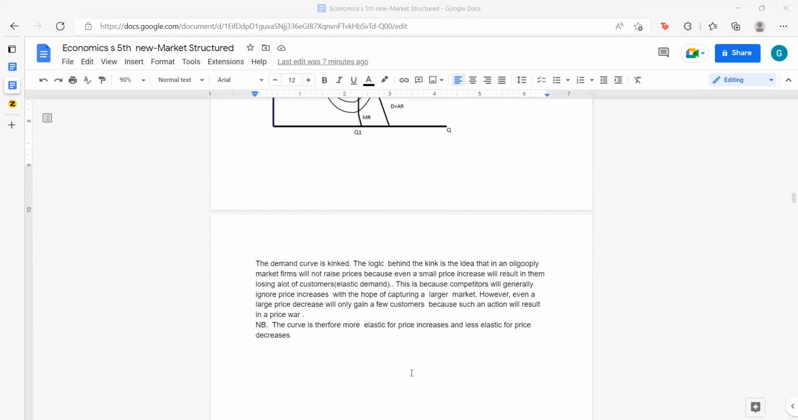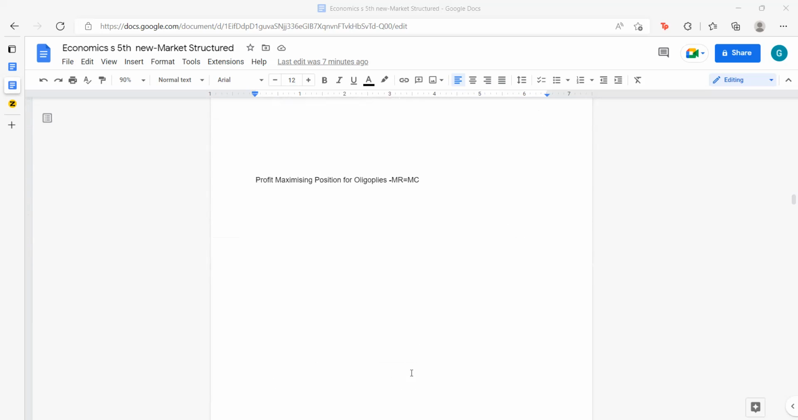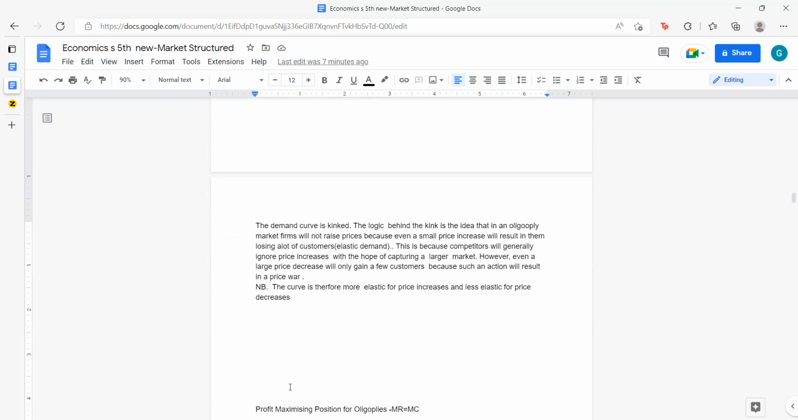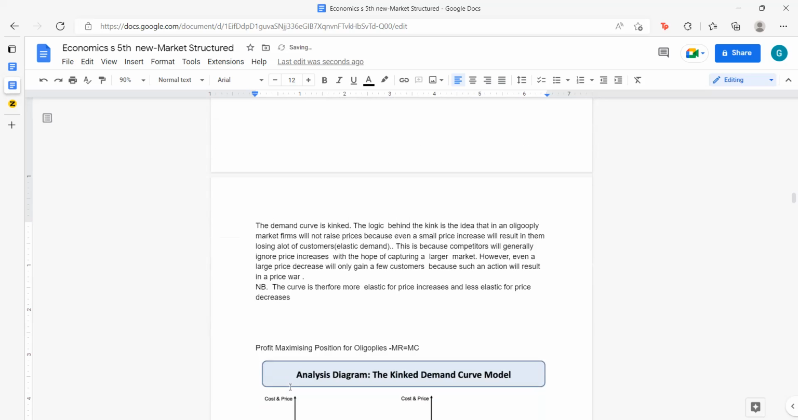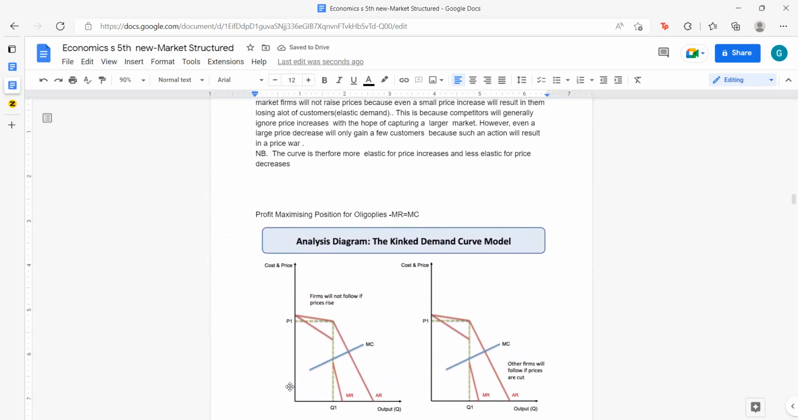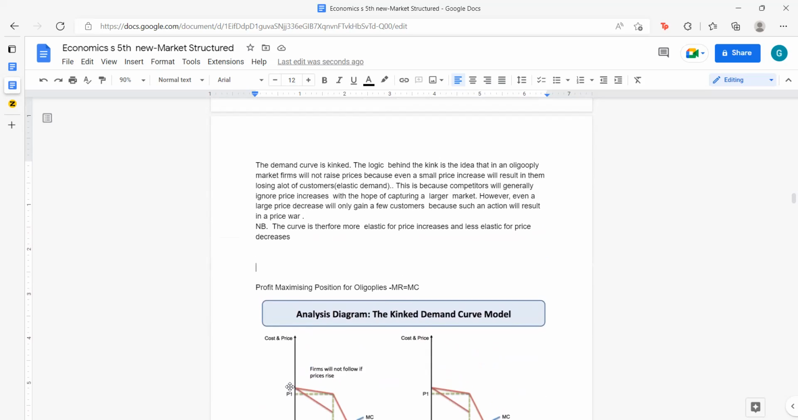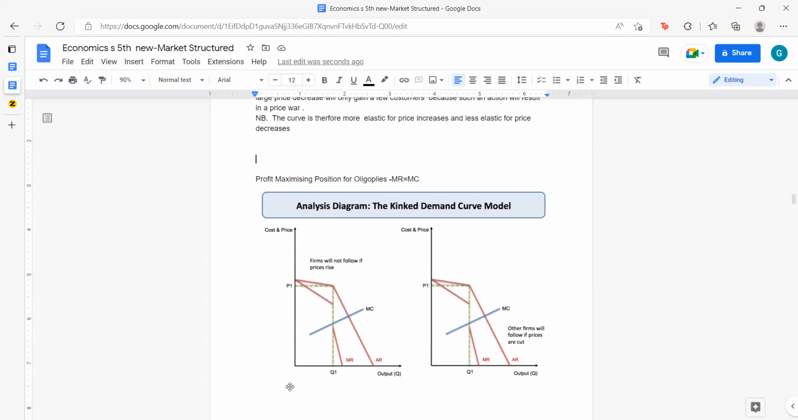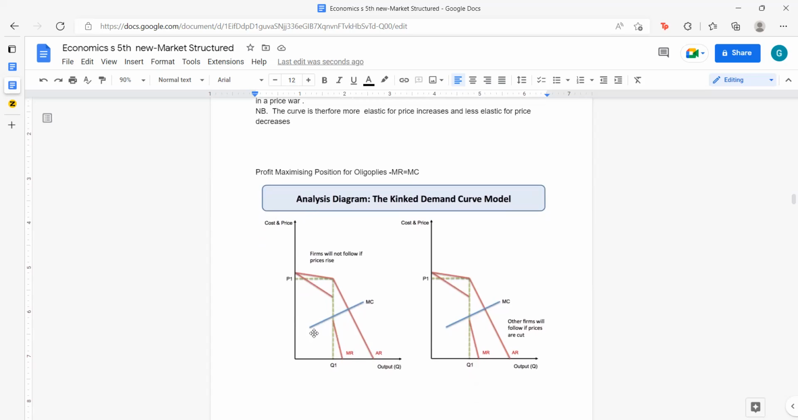Right? I'll give you a second to copy that. And again, just as before, the profit maximizing position is always MR is equal to MC, right? So we have a little analysis diagram here to show you. Actually, it's the same thing. It's the same exact thing. Just with the MC curve as a line.